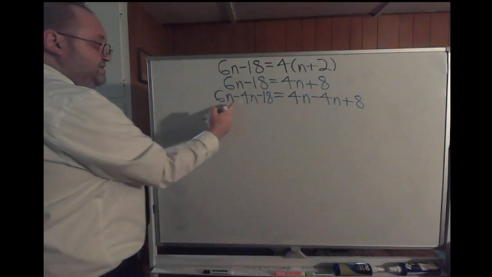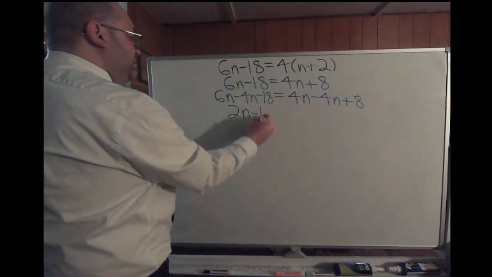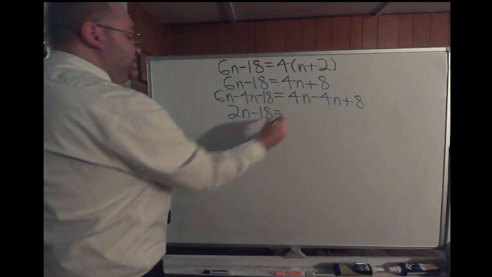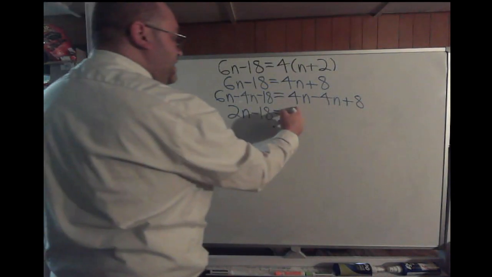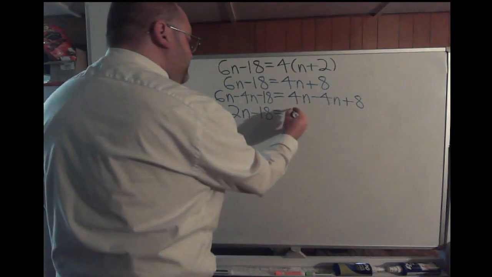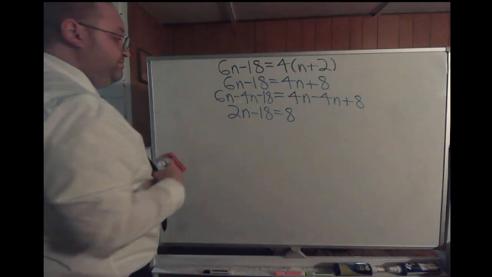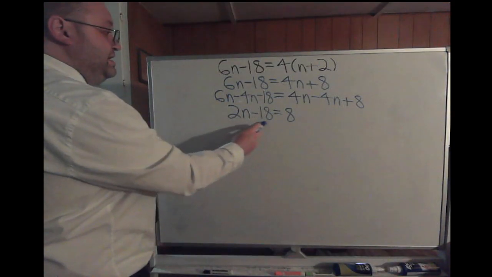Alright, start with the left. 6n minus 4n, that's 2n. So you'll have 2n minus 18. Set that equal to your right side, 4n minus n. Well, that's 0, you'll just have 8. So now you're left with a variable equation of 2n minus 18 equals 8.